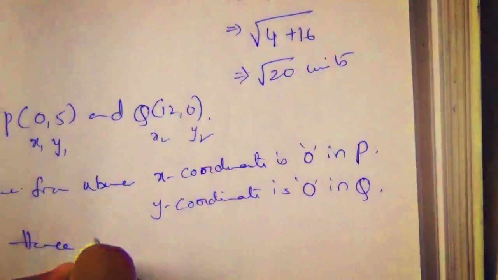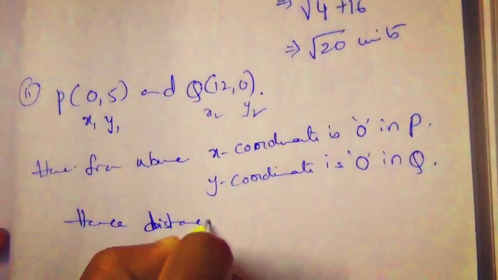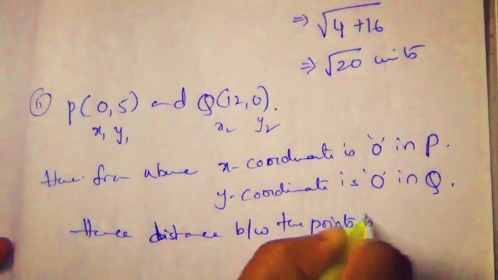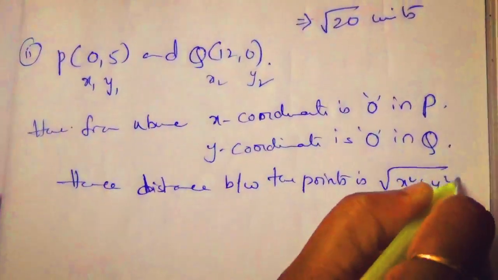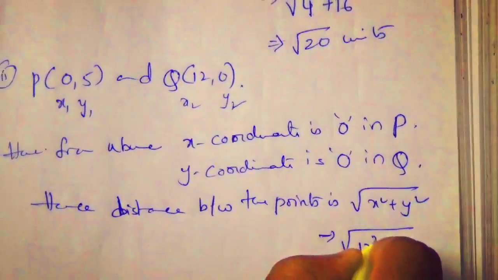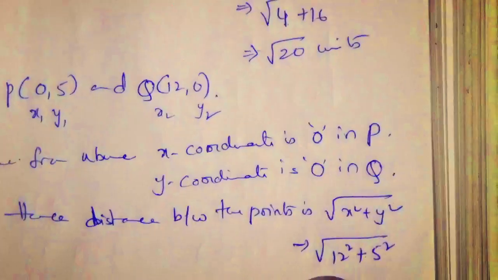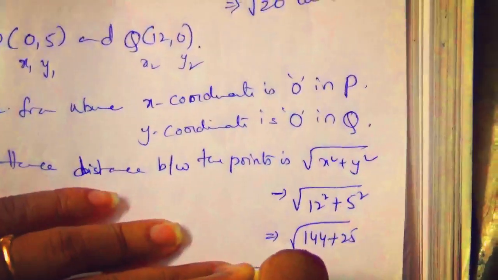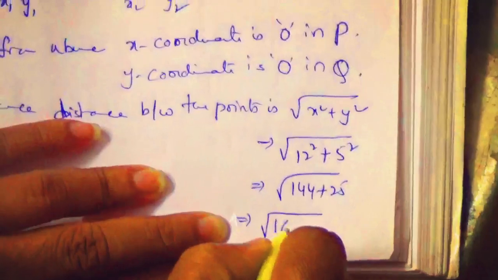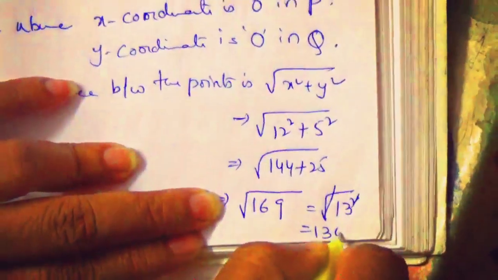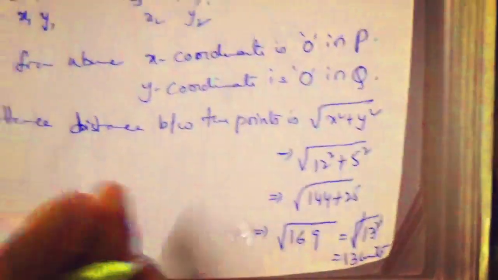Hence the distance between the points is the square root of x square plus y square. That implies 12 square plus 5 square, that implies 144 plus 25, that implies the square root of 169, the square root of 13 square, the square root cancels, 13 units. It is the second sum of this. Do this.